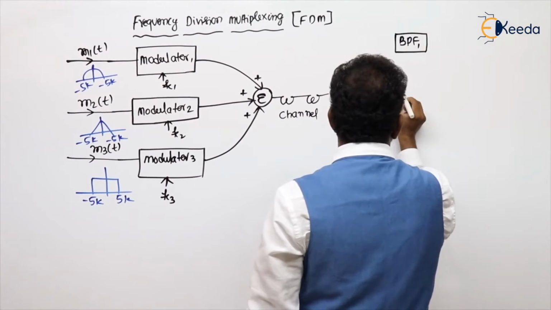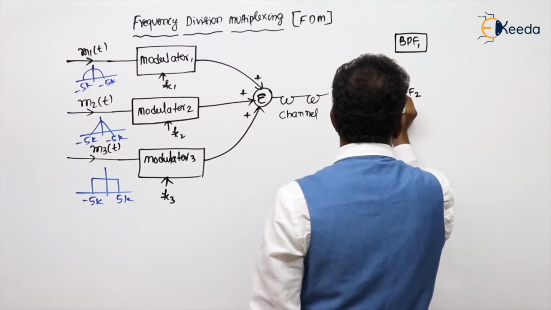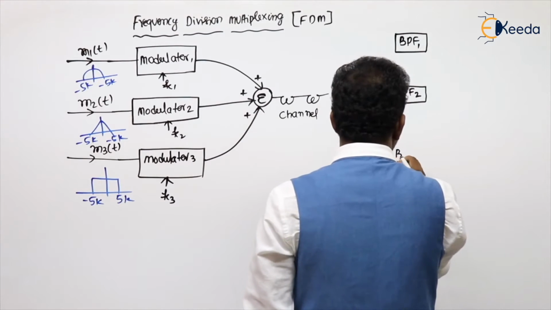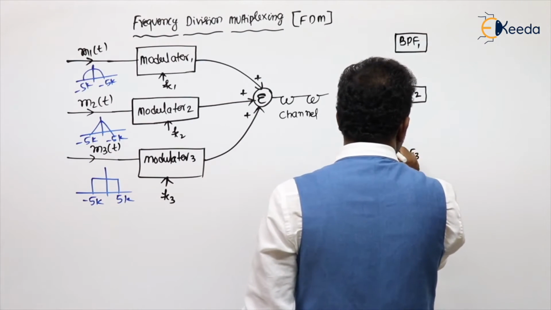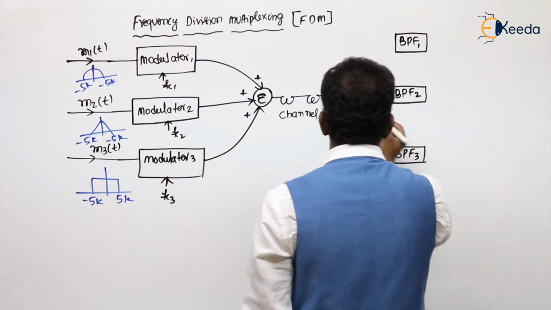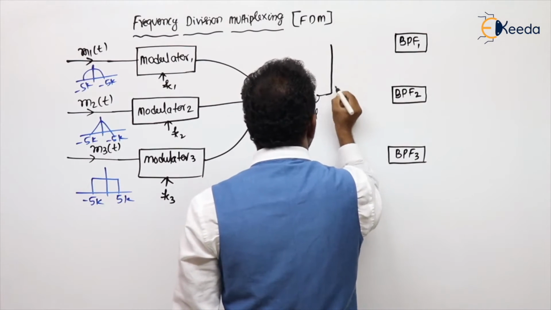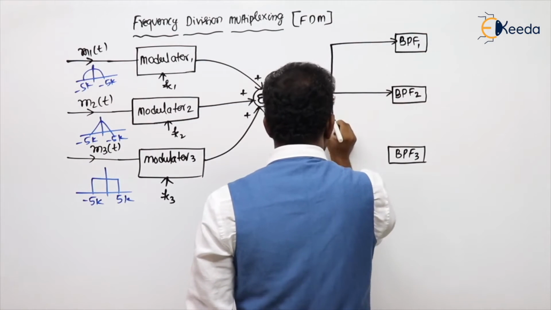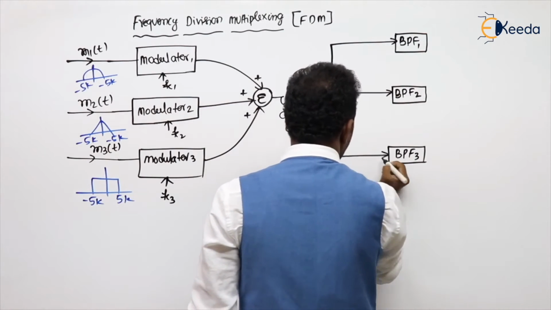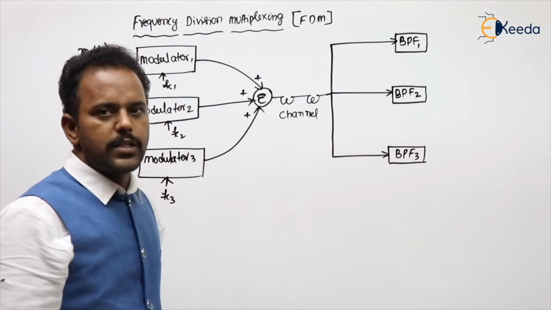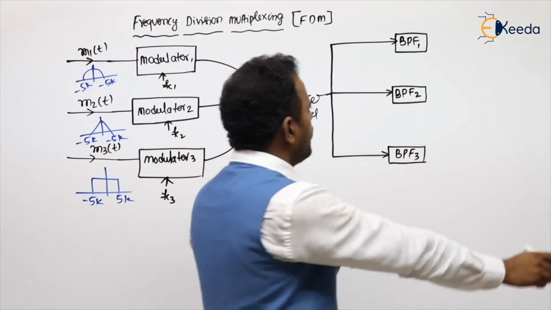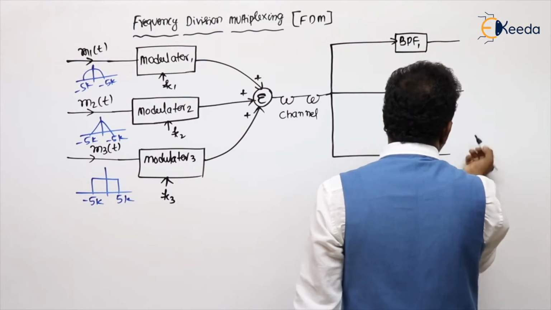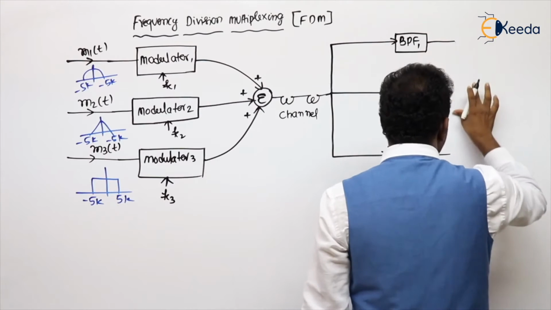Bandpass filter 1 to separate the first modulated signal, bandpass filter 2 to separate the second modulated signal, bandpass filter 3 to separate the third modulated signal. So this cable will be connected to all of these. Now it will separate each and every modulated signal. After separating each modulated signal, we will get back our original message.